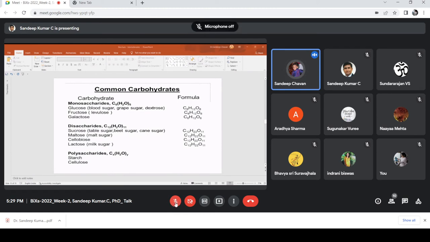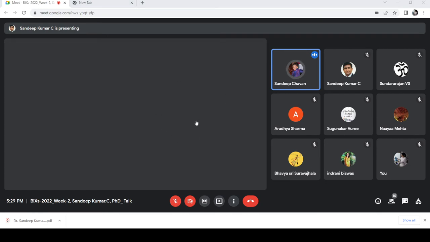So till now we have discussed monosaccharides, which have a single sugar unit. When I say disaccharide, they have two sugar molecules. And when I say polysaccharides, there are many molecules. Examples of disaccharides are sucrose, maltose, cellobiose and lactose, that is milk sugar. All these disaccharides have two units of sugar, whereas polysaccharides, for example starch and cellulose, have many units. Sometimes these units are similar and sometimes they are different from each other.